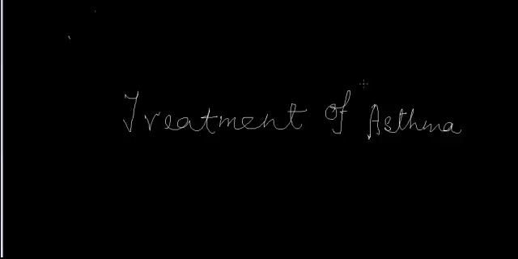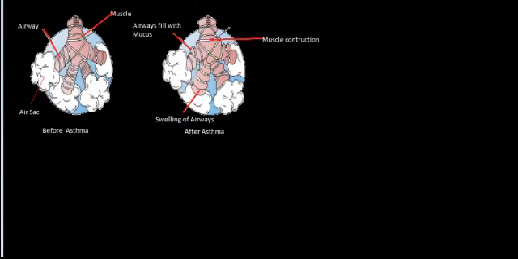In this section, we are going to discuss the treatment of asthma. The structural changes that happen in asthma can be explained using these two diagrams. You see, the first diagram shows the airways before asthma, whereas the second one is after asthma.